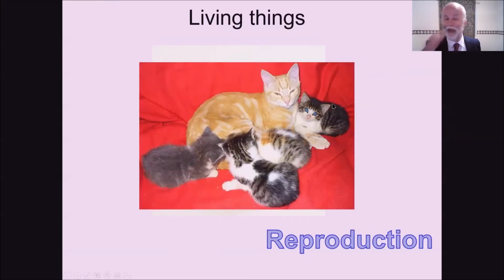Reproduction. This cat has had kittens. And reproduction means making new ones of us. Production is to make, and reproduction is to make new ones. And this cat has successfully made some new kittens. Reproduction.